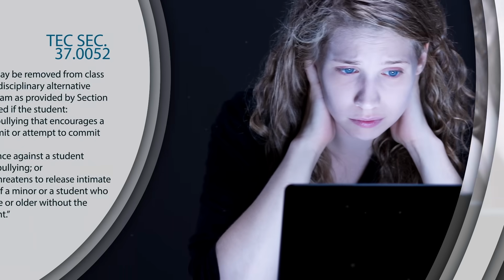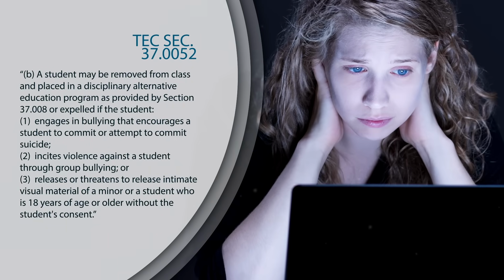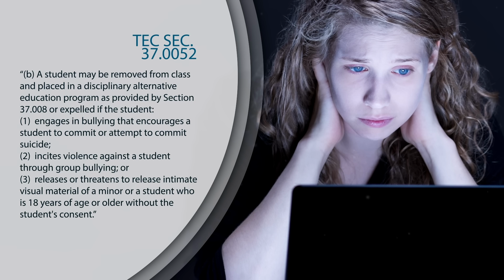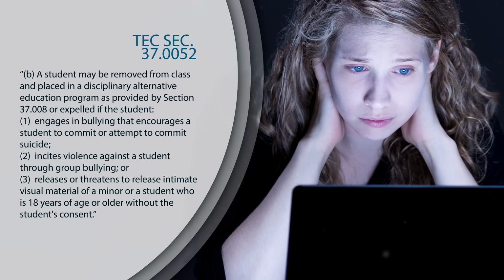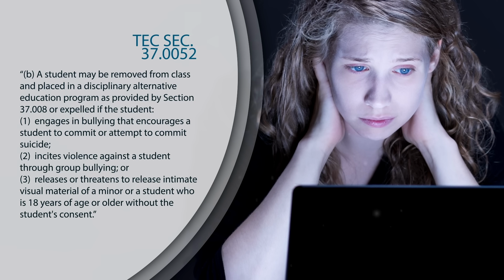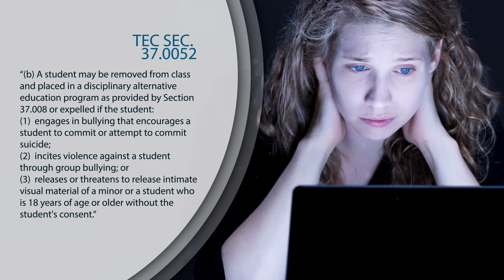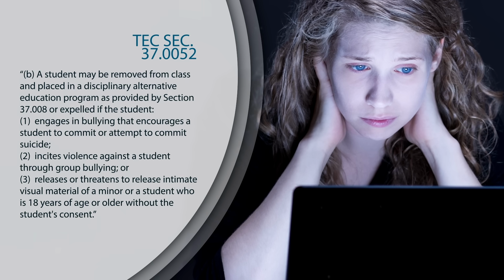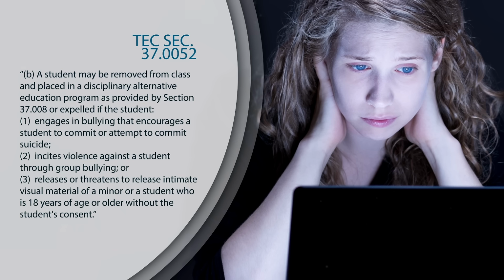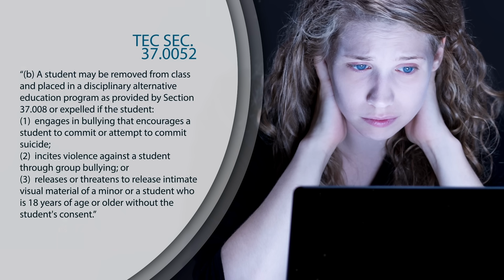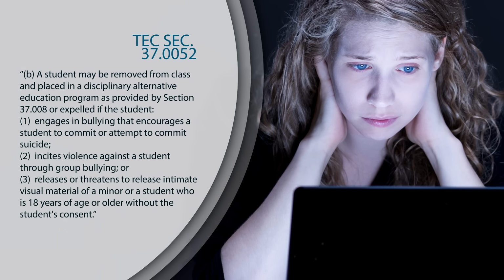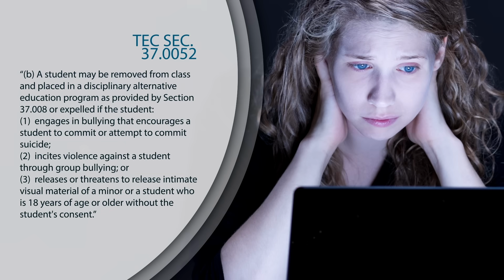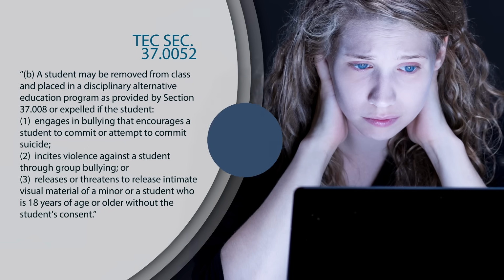If the identified bully encourages the victim to commit or attempt to commit suicide, incites violence against a student through group bullying, or if the bully releases or threatens to release intimate visual material of the victim, then the bully may be placed into alternative disciplinary education setting and/or expelled. Also, schools should remember to report any intimate visual material of a minor if discovered, as it relates to Texas Penal Code 22.01.